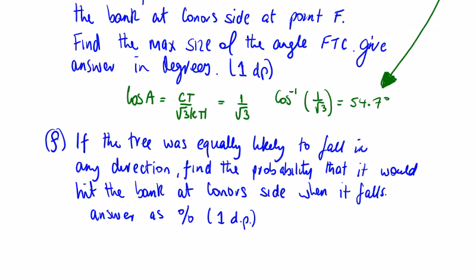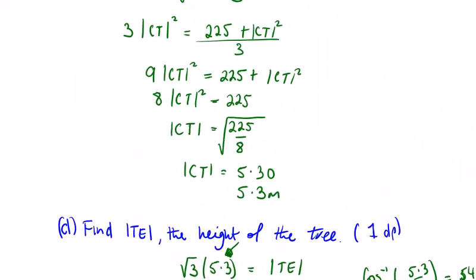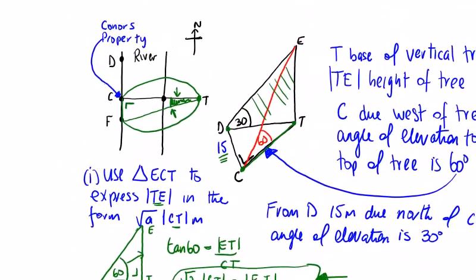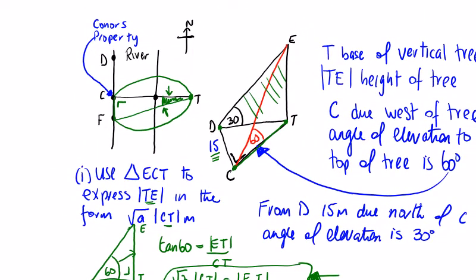In the final part, part F, if the tree was equally likely to fall in any direction, find the probability that it would hit the bank at Connorside when it falls. Answer as a percentage to 1 decimal place. So let's have a look at this diagram again. So that's the max. If it goes any further this way, it's not going to hit the bank. So if it hit the bank over this side as well, obviously this angle would have to be twice the angle that we got previously. And actually we have a circle around it here, so the probability of it hitting the bank is going to be that angle as a fraction of 360. And then times 100 for percentages.